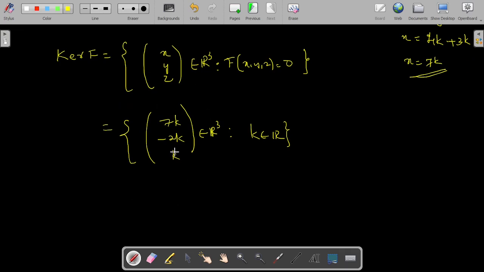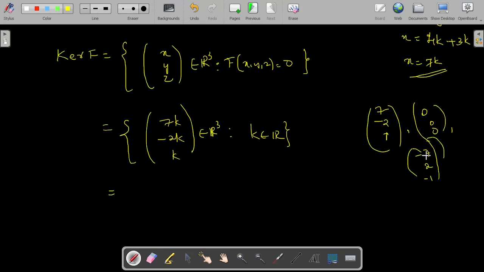All those vectors which are in this form belong to the kernel of this transformation. It means when you give k equal to 1, you will get 7, minus 2, 1. Then k equal to 0 gives 0, 0, 0, which you already know, the 0 vector always maps to 0. K equal to minus 1 gives minus 7, 2, minus 1. So all these map to 0. F of this vector, f of this vector, all these map to 0.